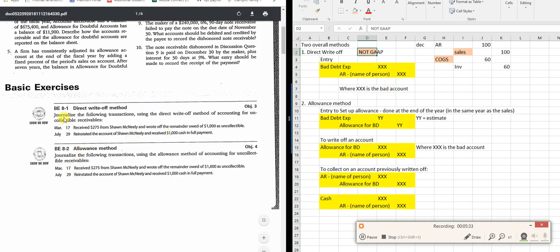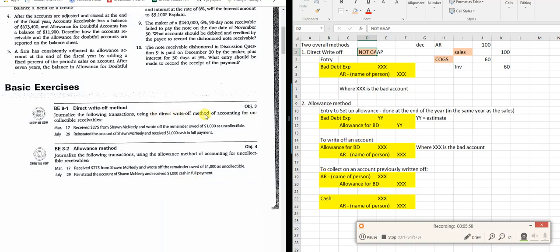So let's make this journal entry. Journalizing the following transactions using the direct write-off method. Make sure you notice those words, direct write-off method, because later on we'll say we wrote off an account right here. You're looking for those words.